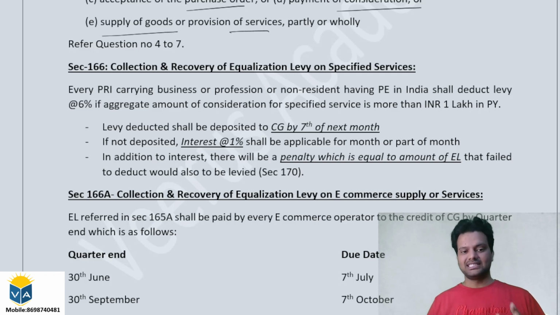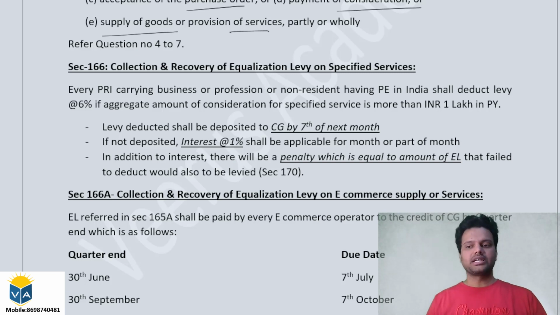Starting from section 166 to the end of this chapter, it only contains provisions like interest, penalty, what will happen if we don't pay the equalization levy, and other things, what are the time limits, etc. Till now, whatever I have said is very, very important for the examination. Even procedural things, they have started asking questions. We will see the procedural provisions also here.